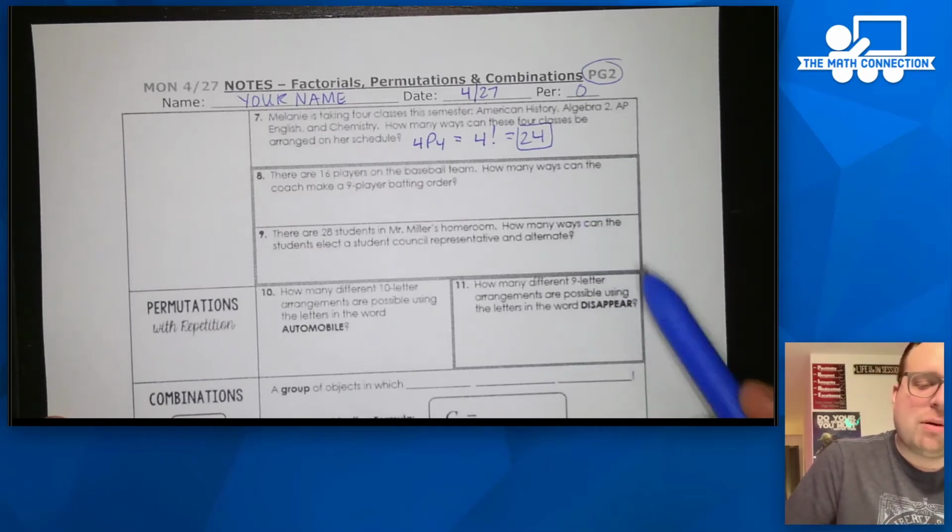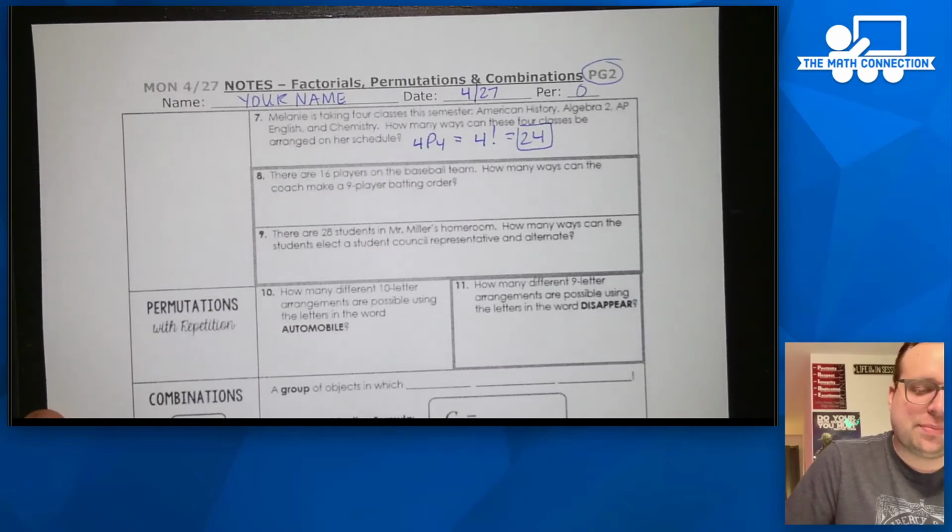8 and 9 are classwork problems. They have a thicker border around them. You can go ahead and do those. And the next thing is going to be 10, and then 11 is going to be for you.